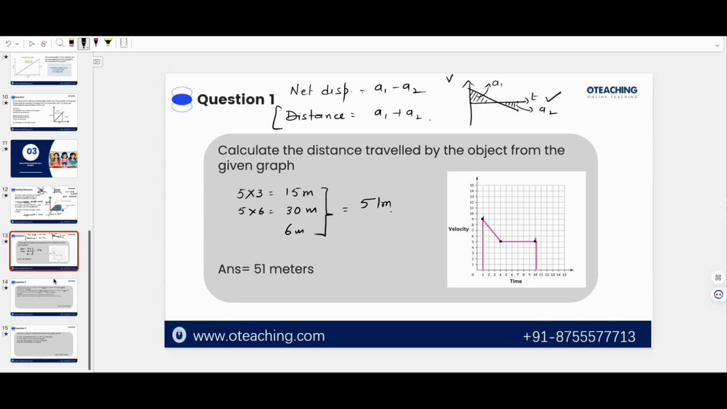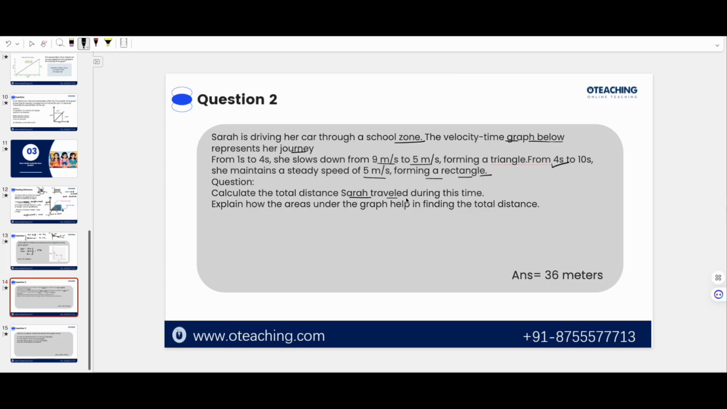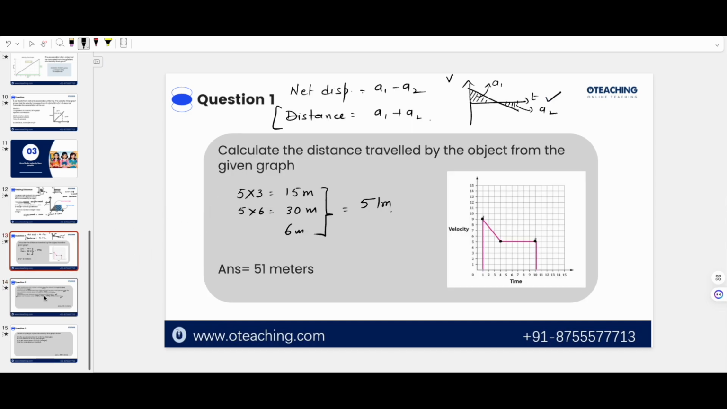Now it says calculate the total distance Sarah traveled during this time, and how the areas under the graph help in finding the total distance. You just add up the areas, it will give you the total distance. So that is the answer for this question. Now we already know the distance traveled here, correct? Because you are dividing your whole curve into three shapes: one is a triangle, one is a rectangle, and one is a bigger rectangle. If you look over here, it is 6 meters, correct? It is 30 meters, right?